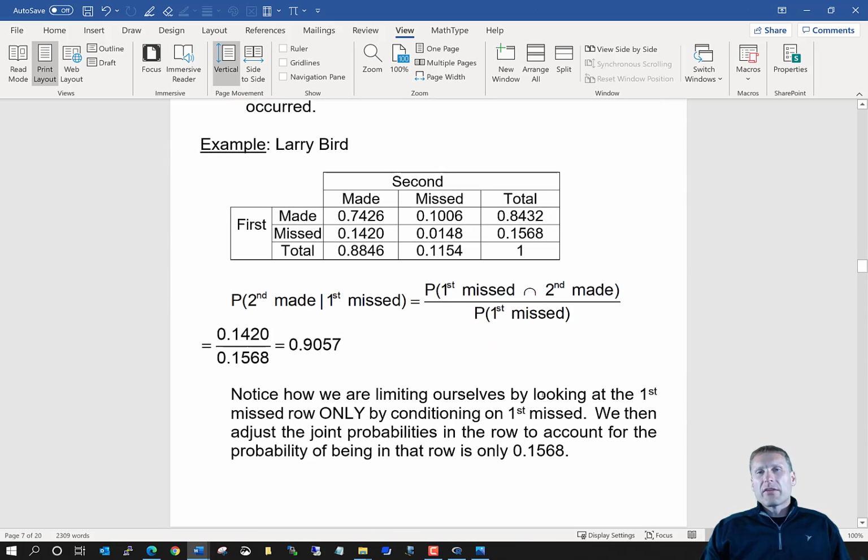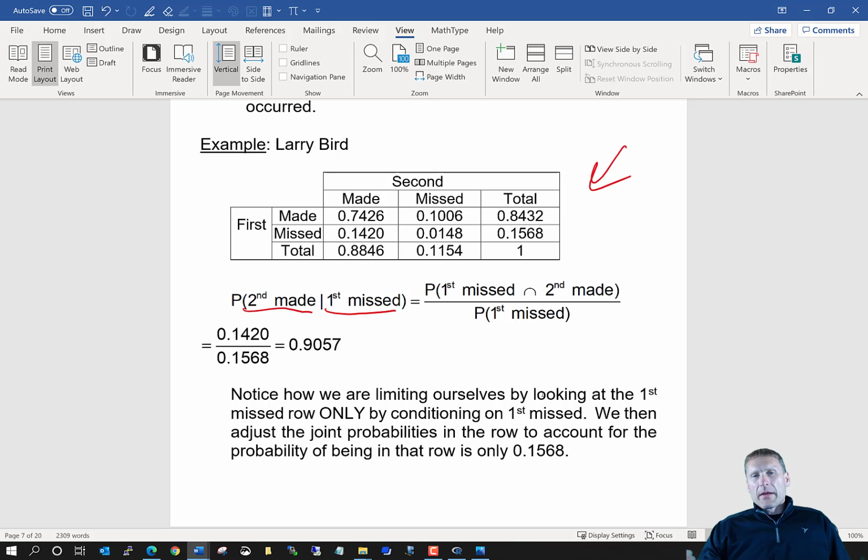Okay, so let's go back to the Larry Bird example. What I have here are these tables of probabilities that we've seen before. And we're going to be looking at the probability that the second free throw is made given the first is missed. At least for basketball fans, this is a very important probability to look at.